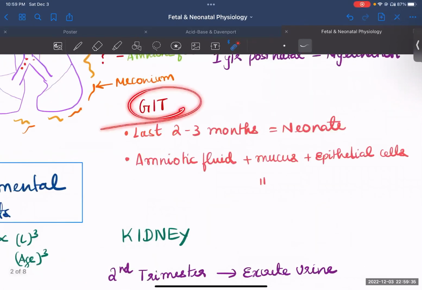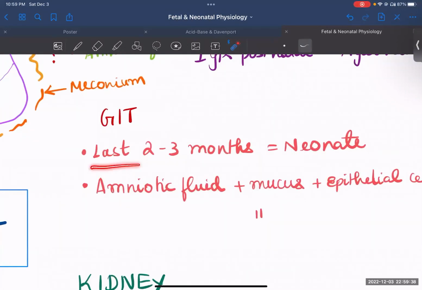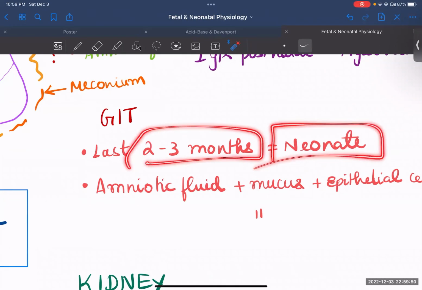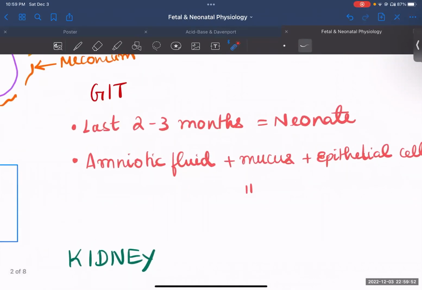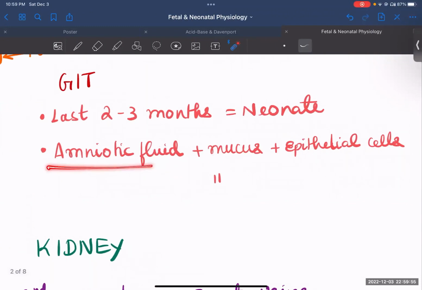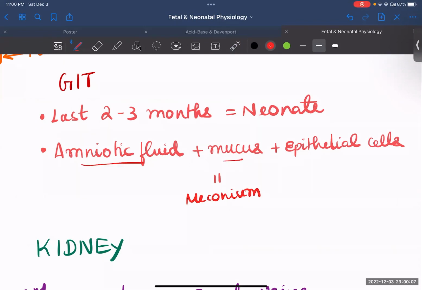What about GIT? GIT fully develops in the last 2 to 3 months of pregnancy. Okay, not in a neonate, in the fetus. So it develops to such an extent in the last 2 to 3 months that it resembles the neonate. Now, there is something special about this GIT. What is it? Amniotic fluid, mucus, and epithelial cells. These are the constituents of your meconium. Okay, meconium is made up of your amniotic fluid, mucus, and epithelial cells. And this is what is getting excreted and surrounded around your fetus in the amniotic cavity.